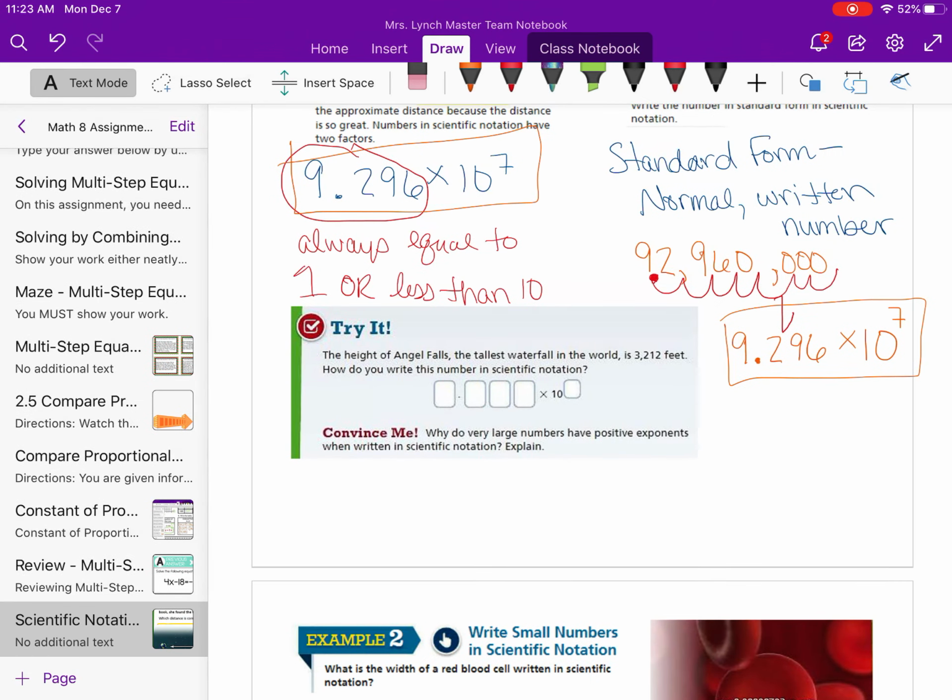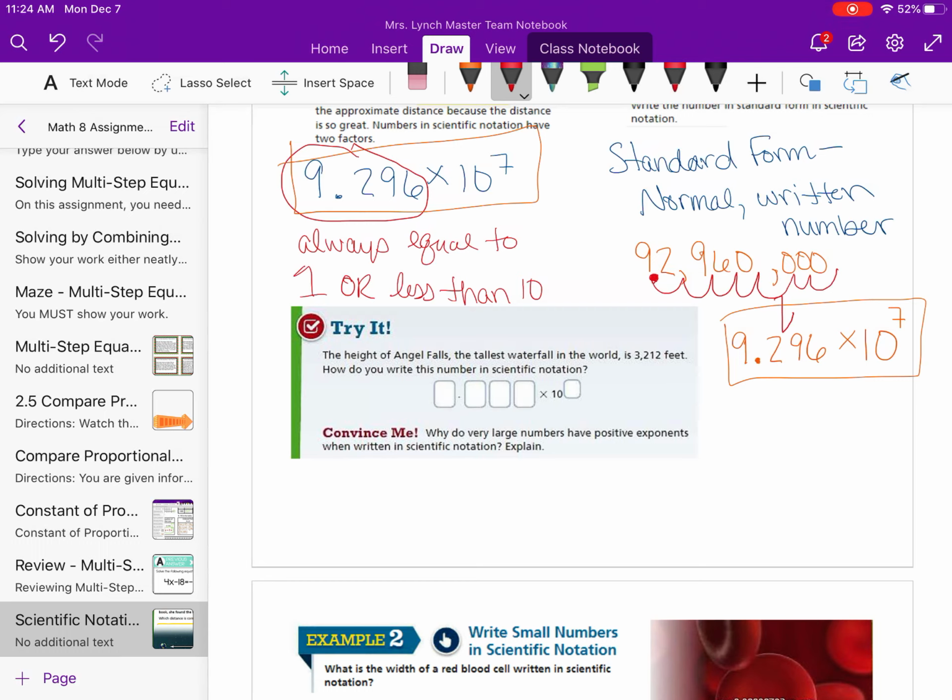Okay, so let's try the example here. The height of Angel Falls, the tallest waterfall in the world, is 3,212 feet. How do you write this number in scientific notation? So again, that's not a super huge number. That's why I said you don't always need a huge number, but we can still write it in scientific notation.